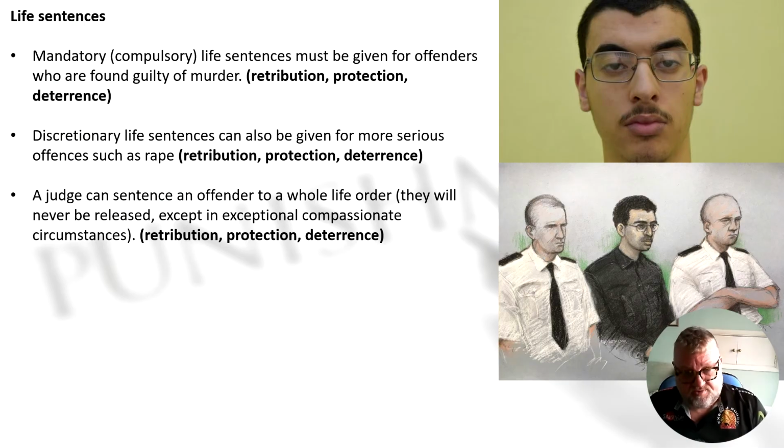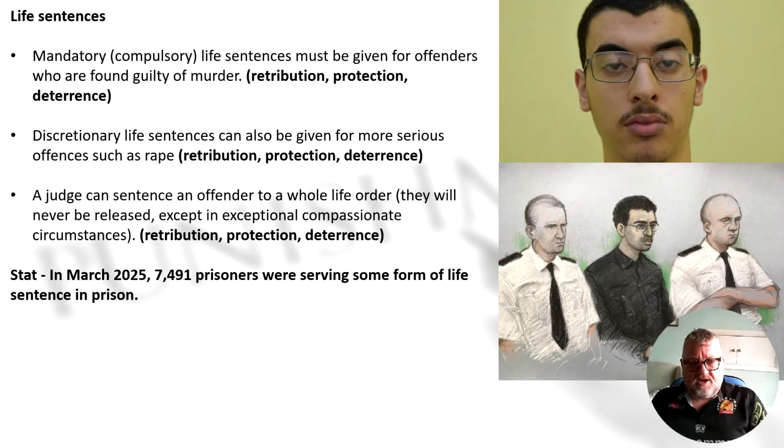And a judge can also sentence an offender to a whole life order, which means they'll never be released except in exceptional compassionate circumstances. Again, that is retribution, protection and deterrence. And remember, deterrence can be both individual and general. And of course, if you're seeing whole life sentences for serious crimes, that acts as a general deterrence to the rest of the public who see that offender being punished and think, oh, I don't want that to happen to me, therefore I won't commit that crime.